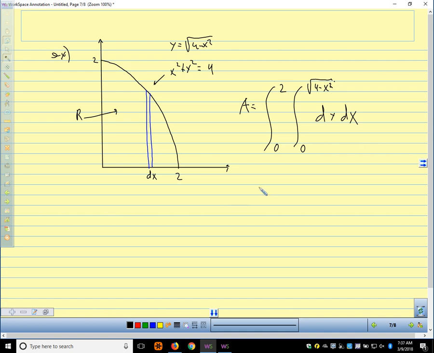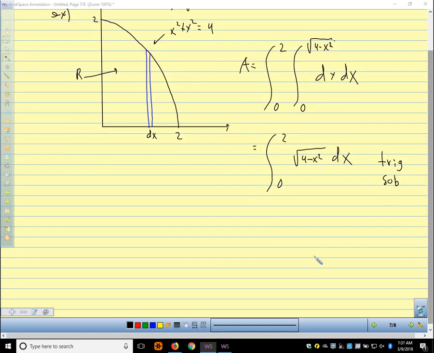After our first integral, we get the integral from 0 to 2 of the square root of 4 minus x squared dx. And that's a trig sub. What do we end up with here? It should be pi. Yeah, 4 pi divided by 4, so it's just pi. Pretty close.